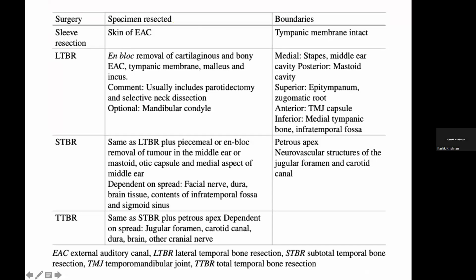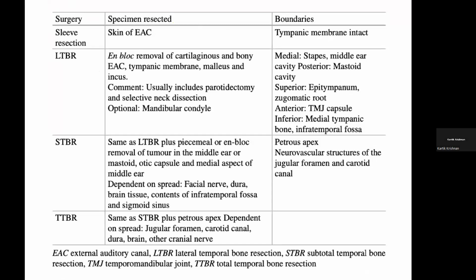We should know. Sleeve resection is when only the skin of the EAC, or the cartilaginous part of the EAC, is removed. This is done while your tympanic membrane and the bony canal are intact. So this is called sleeve resection. Then next is lateral temporal bone resection.